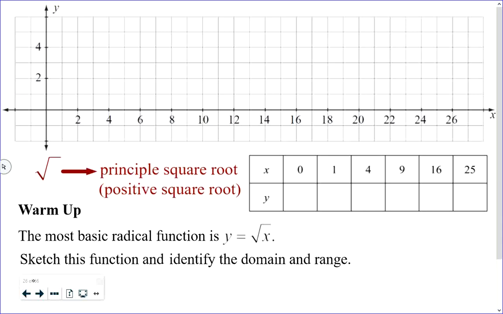There's only a plus or a minus in front of a radical sign if you take the square root of something to introduce the square root. But otherwise, it just means the positive square root. So we're going to complete this table of values.